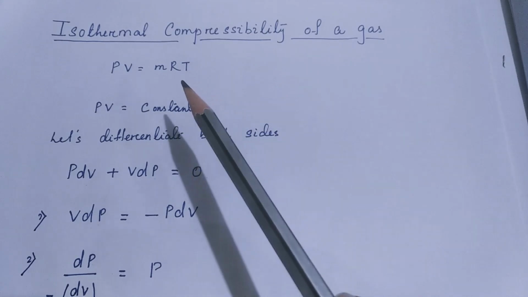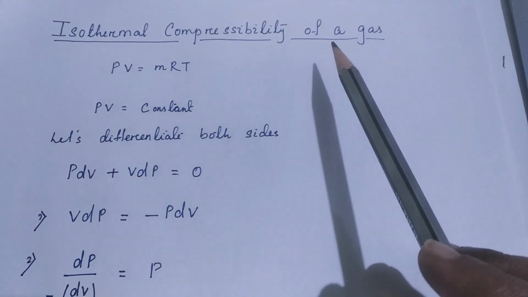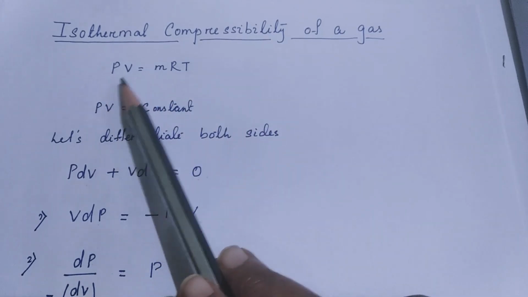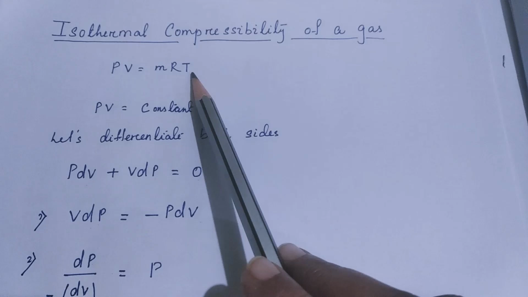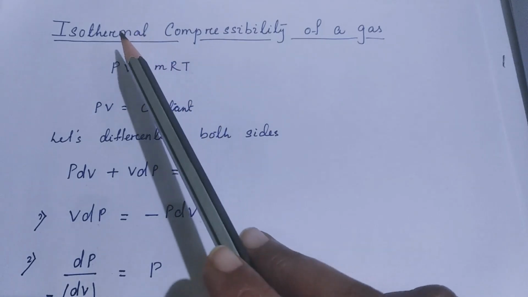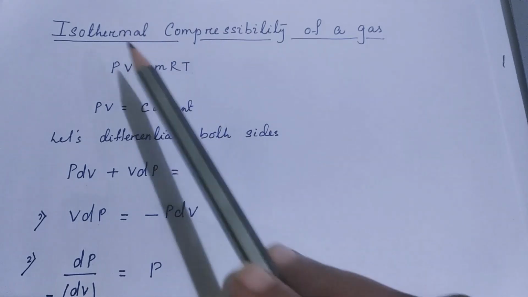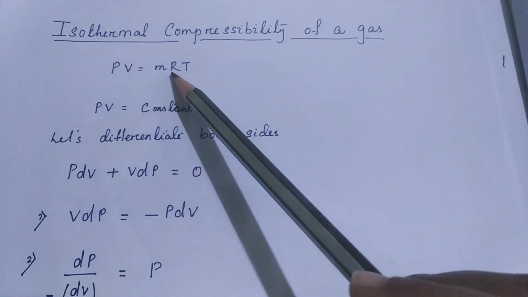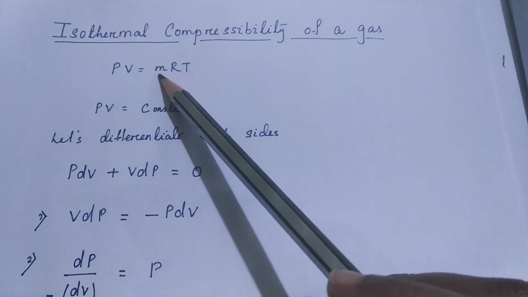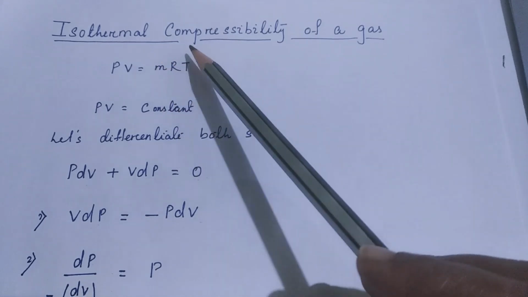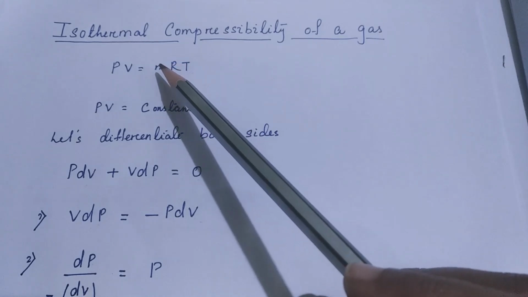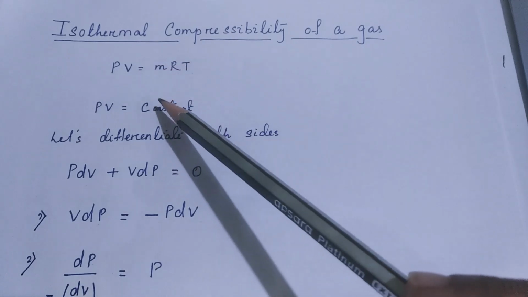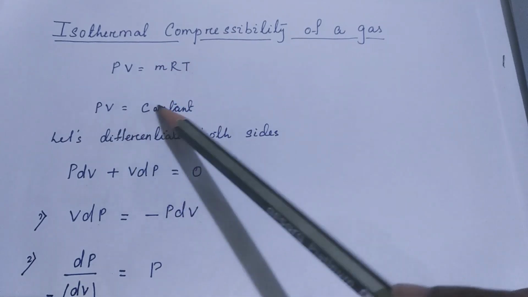Next, we discuss isothermal compressibility of a gas. For this, we use the ideal gas equation PV equal to mRT. From the name, we can understand that the temperature is constant here because it is an isothermal process. And R is a constant. M, that is initial mass, is equal to final mass, that is, before compression and after compression the mass remains constant. So the whole term here we assume to be constant. So PV equal to constant.